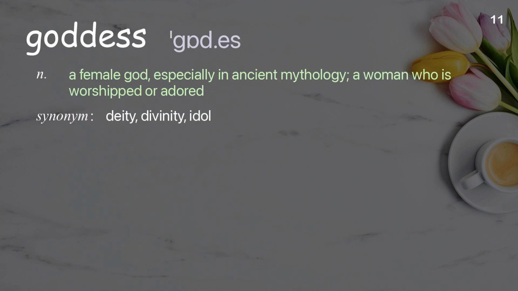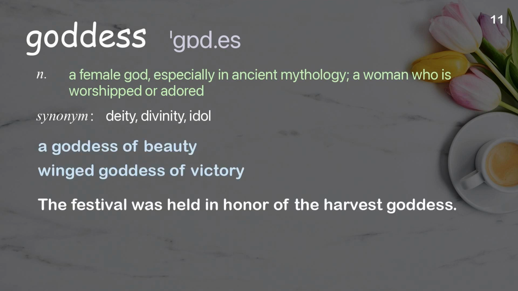Goddess. A female god, especially in ancient mythology, a woman who is worshipped or adored. Examples: A goddess of beauty. Winged goddess of victory. The festival was held in honor of the harvest goddess.